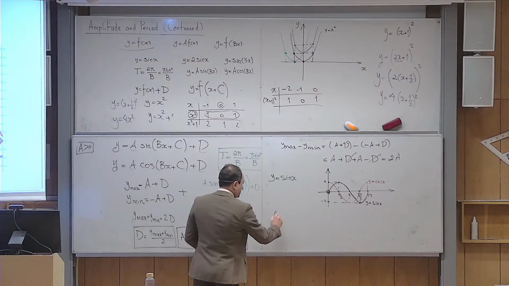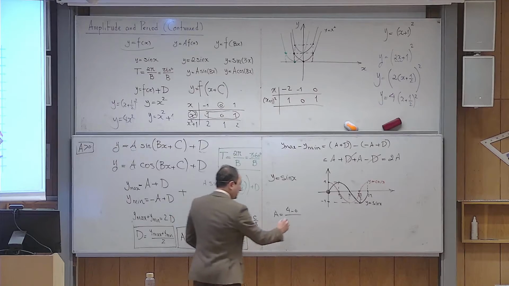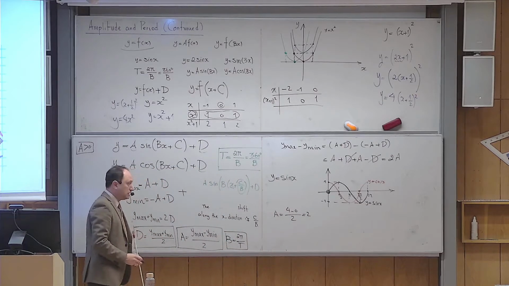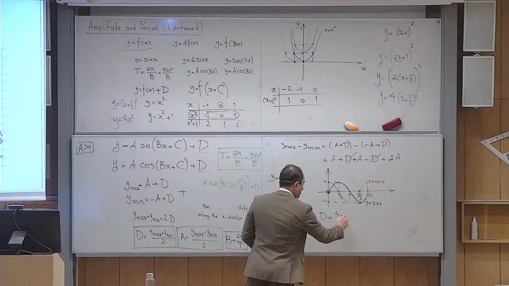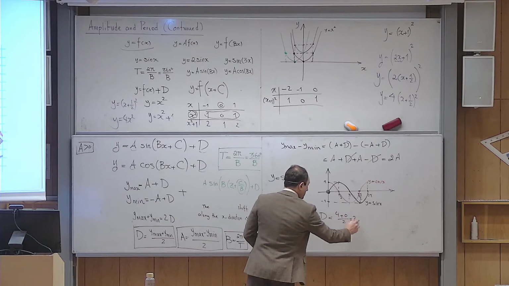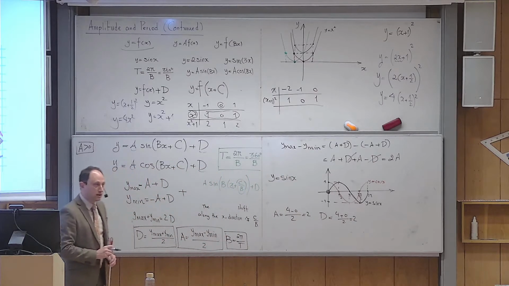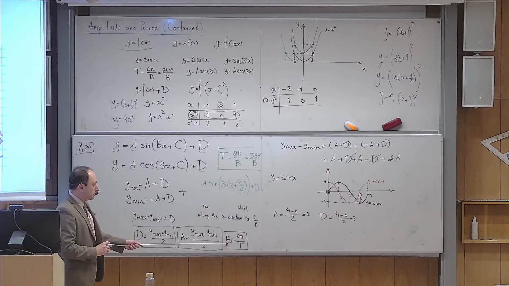So if I go back to here, I calculate A. A is y max, which was 4, plus y min, divided by 2. So A is 2. As simple as that. And D also I can find. D is y max plus y min divided by 2. This is a coincidence. Both of them are exactly the same values. Okay, but for B, I have to read the period.